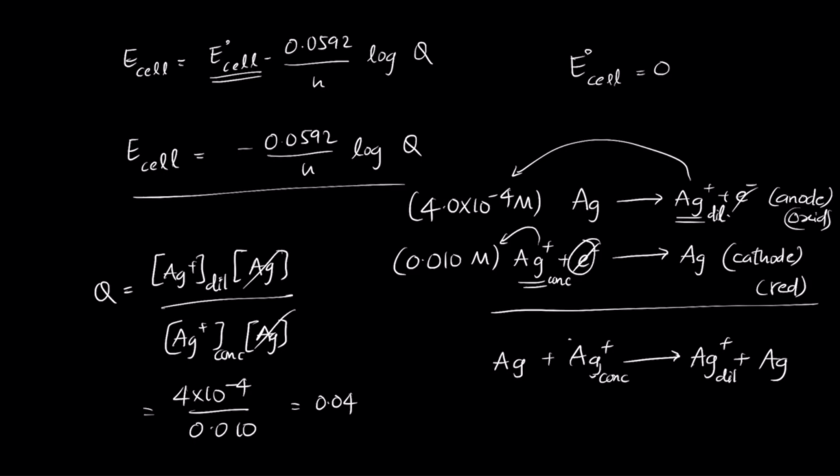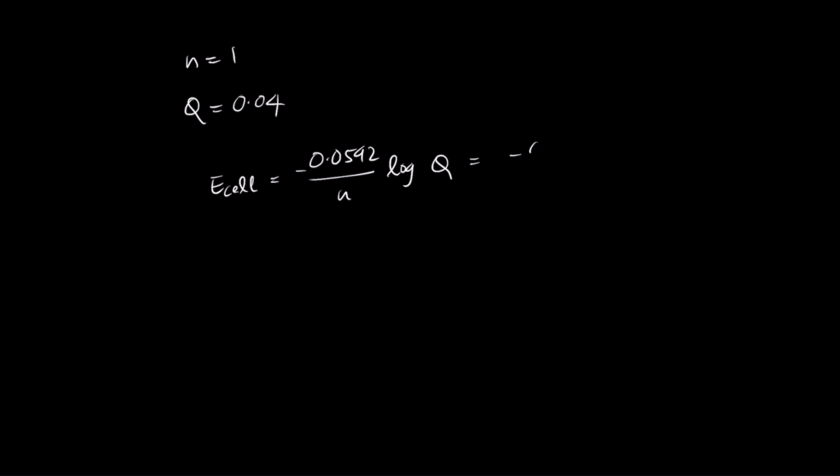Notice that here there's just one electron transfer. So the N value becomes 1. So we have N equals 1 and Q equals 0.04. So now the cell potential is negative 0.0592 by N log Q. So that becomes negative 0.0592 by N is 1 times log of Q is 0.04.